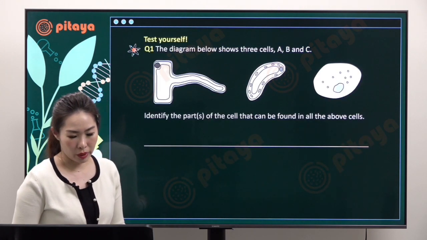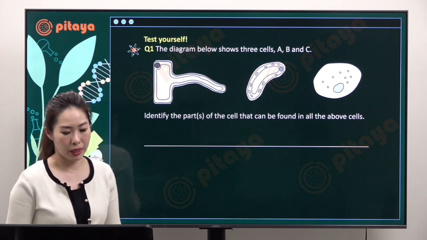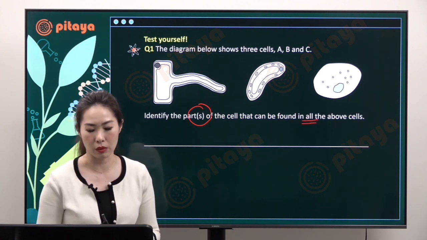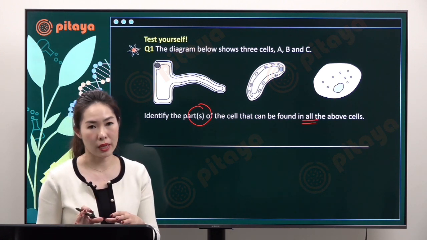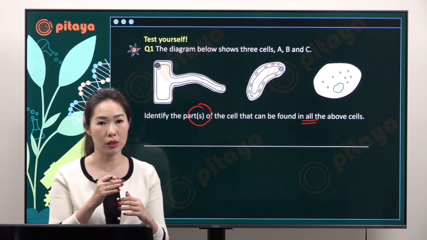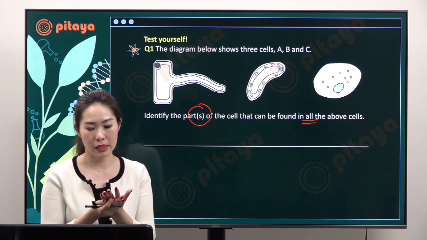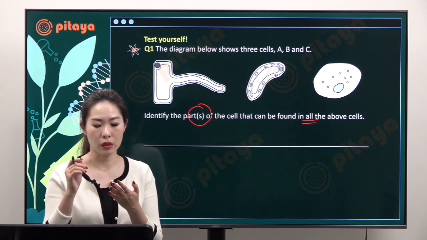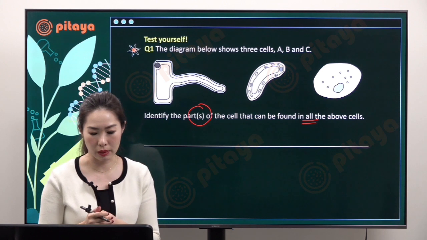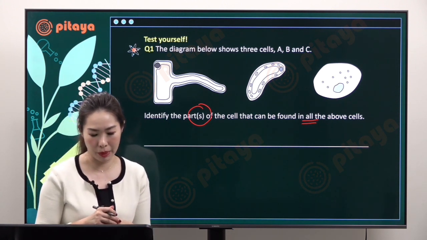So for this question, let's try. We have diagrams of three cells. Can you identify the part or parts of the cell that can be found in all of the above cells? So what this question tests is whether you're able to identify from diagrams the important parts, the parts that we went through earlier just now. Out of the 5 parts, not all 5 parts have to be written down over here. You just pick what cell parts can be recognized and exist in all the 3 cells. So you can take a few seconds, scan through the diagram and identify the parts.